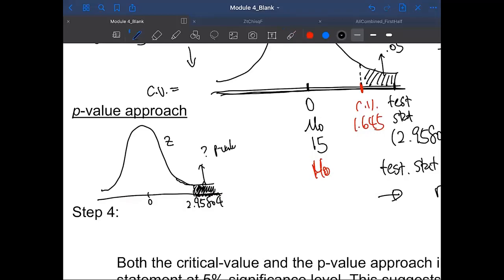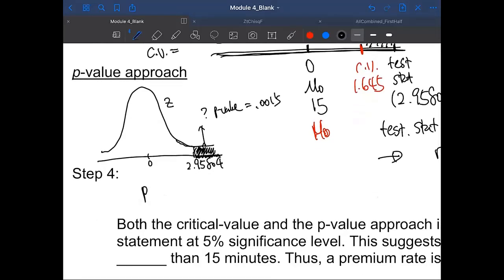You can find it using your z table. I'm not going to go over the details, but if you do that, you can see it's going to be 0.001415 using your z table. So you have the p-value approach. Once you find a p-value, you just want to compare it with alpha. The p-value is less than 1%, alpha is 5%. This is much less than that.